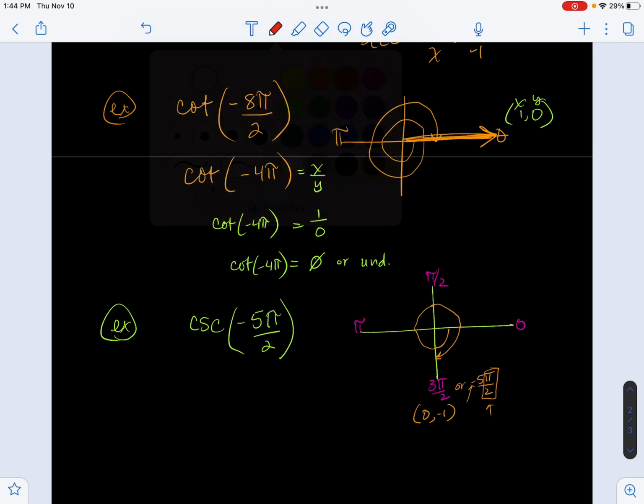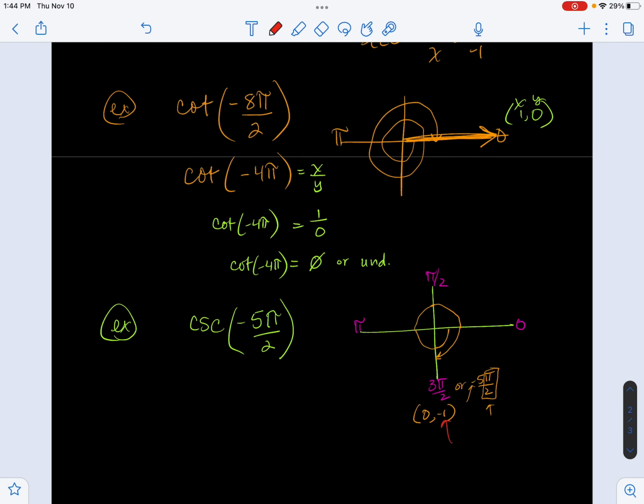Cosecant, I'm going to first find sine there. The sine value is negative 1. All I have to do is take the reciprocal of negative 1, which is the same thing: negative 1. So this is negative 1.